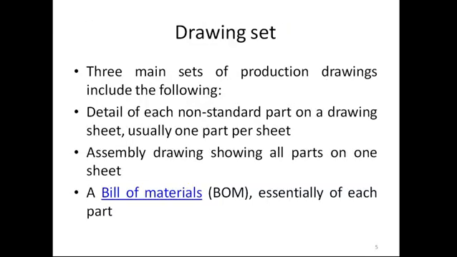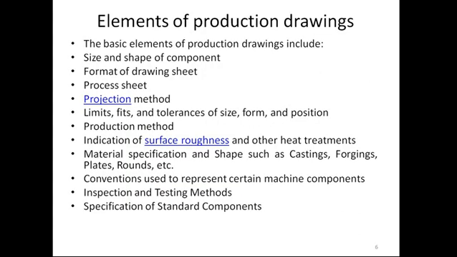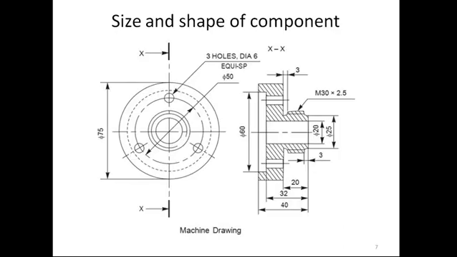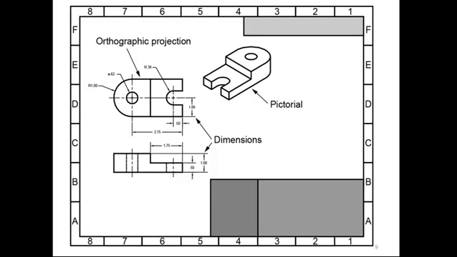Then we also discussed the drawing sets. We saw the elements of production drawing, like the process sheet, limits, fits and tolerances, surface finish, inspection and testing methods, and specification of standard components, that is, what kind of things we need to include in a standard drawing. We also discussed some example drawings.